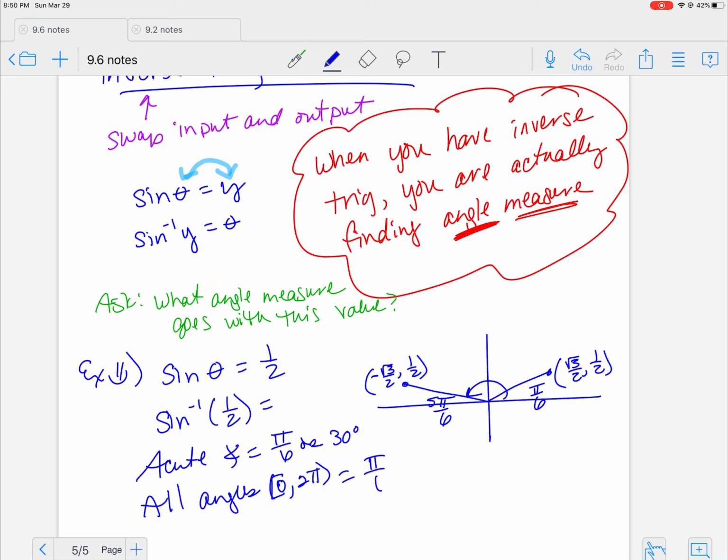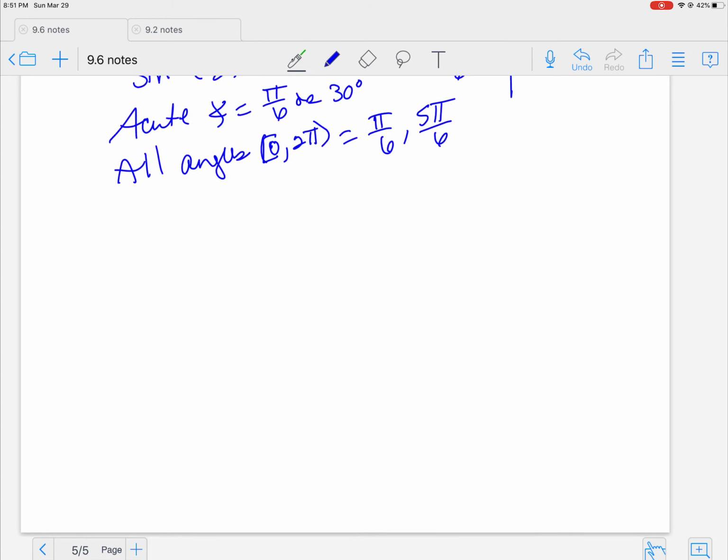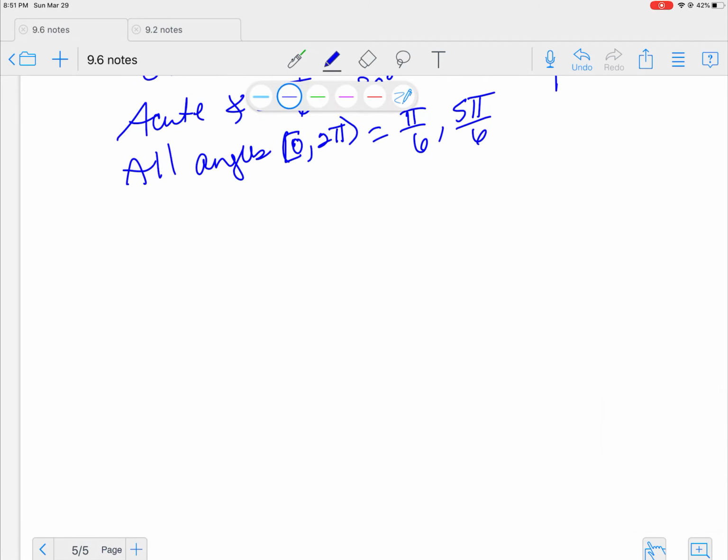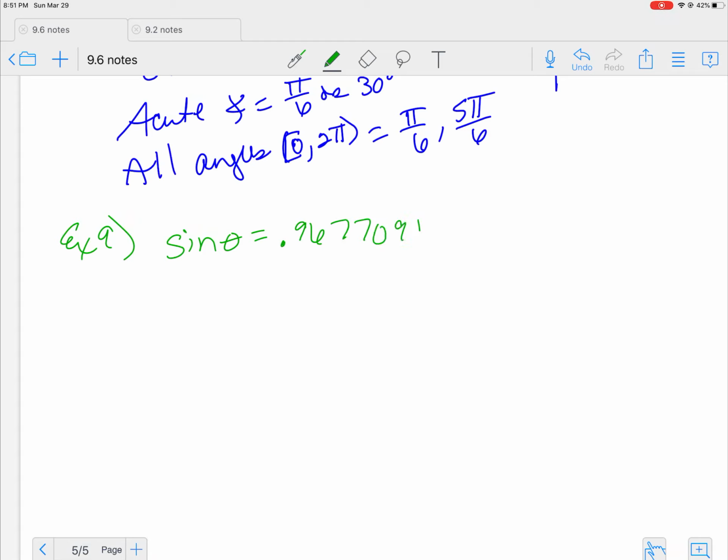If I want all angles from 0 to 2 pi, then I also have to include pi over 6 and that 5 pi over 6. It just depends on what the question is asking. If you just want your acute angle, because my value here for sine, being the y, is both of those. So pay attention. That's if we have something on the sweet little unit circle. But what if we don't have something on the unit circle, such as in example 9?